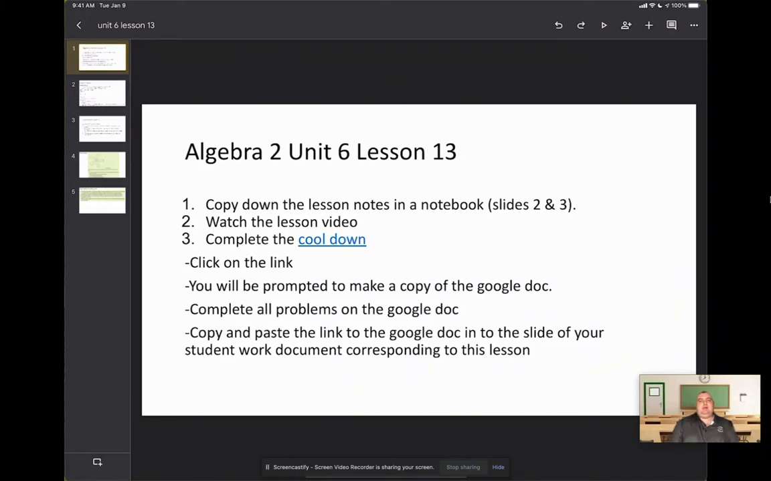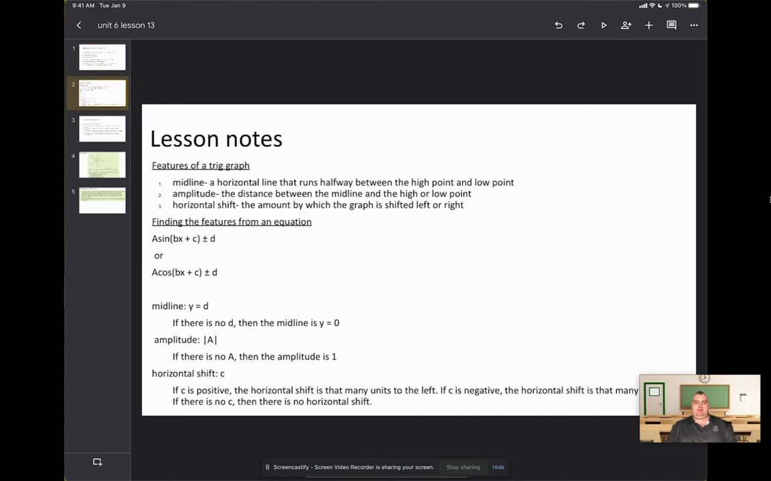Welcome back, everybody. We are going to start the second half of Unit 6 today. So we're going to start with Lesson 13. That's where we left off. And what we're going to talk about this second half of the unit are features of trigonometry graphs and how we find the features of those trig graphs.